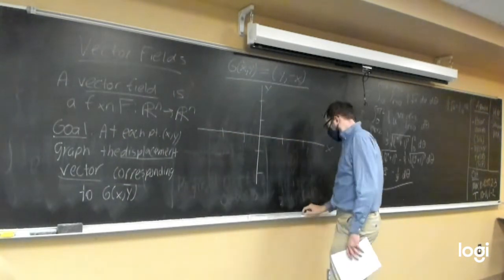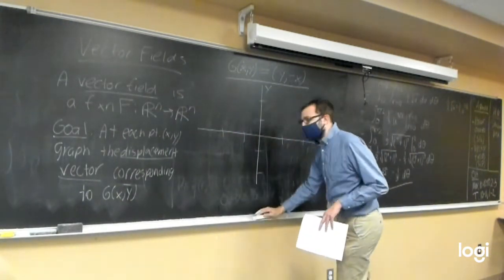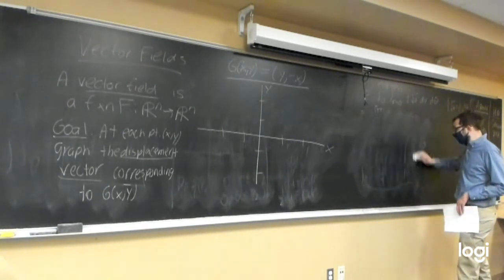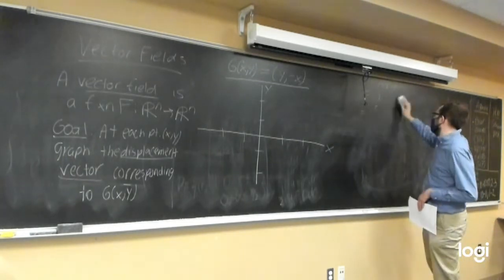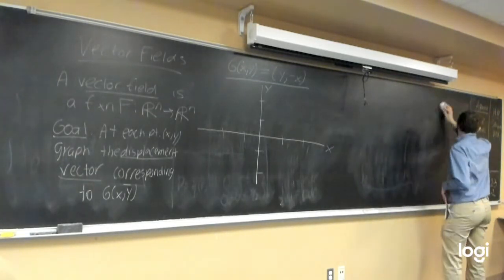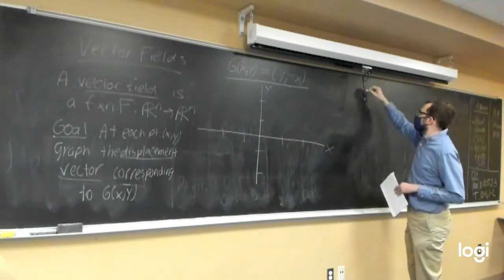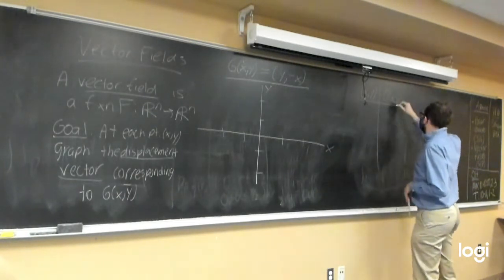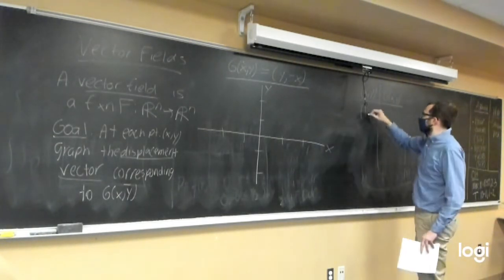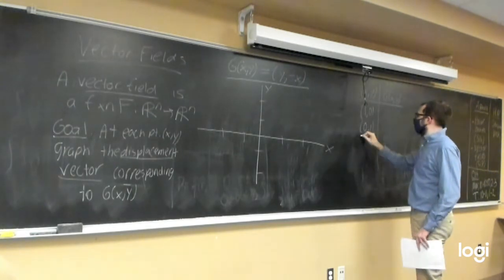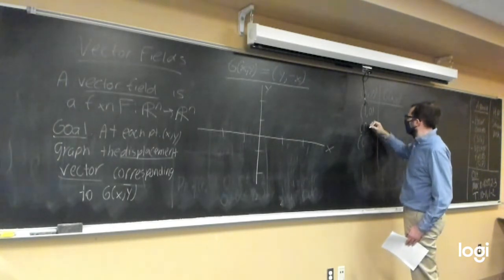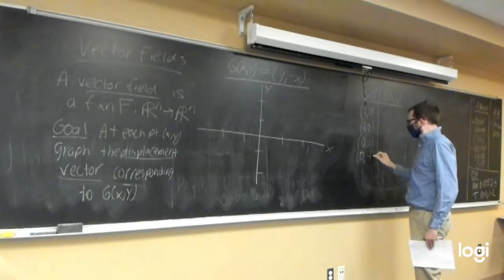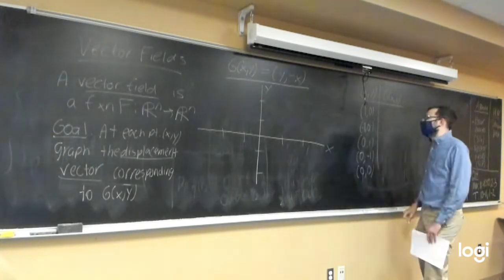So let's see what that means. I'm going to make a little table over here to the side where we're going to look at a bunch of different inputs into the function and then see what the corresponding outputs are going to look like. So we're going to look at some xy's as well as their corresponding g of xy's. 0, 1, 0, negative 1, and 0, 0 to start with.